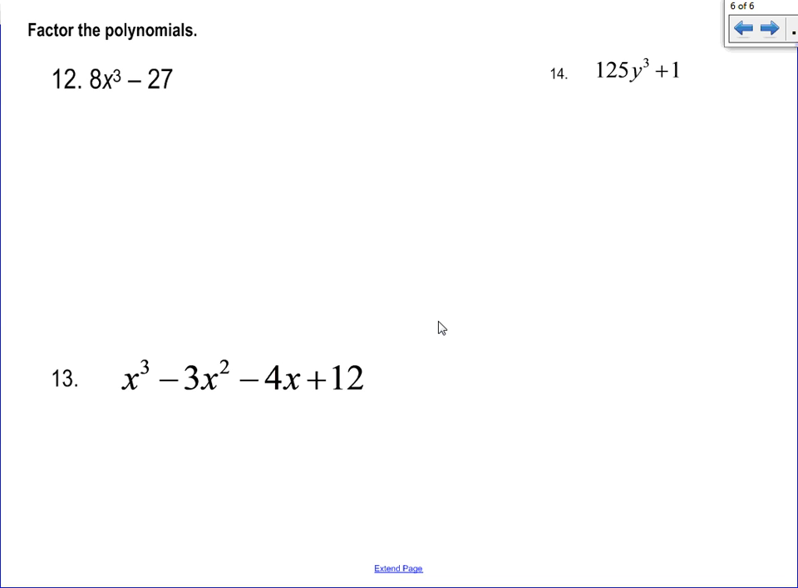Alright, the first thing we're going to do anytime we're factoring is look for a greatest common factor. Do you see one in any of these problems? 8 and 27, not divisible by anything the same. 125 and 1, not divisible by any of the same numbers. 1, -3, -4, and 12, not all divisible by the same thing, although we'll get back to that later. After you do that, once you know if there's a greatest common factor or not, and in this case there isn't, you want to count how many terms there are because there are some special patterns.